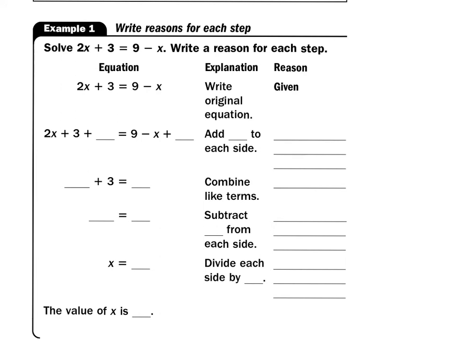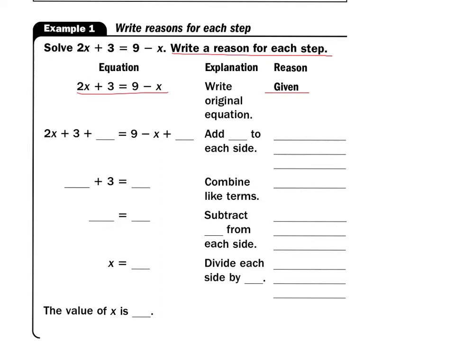So now what you're going to do with these addition properties and subtraction properties is you're just going to be providing them as reasons of why you're solving the equation. So we're going to solve 2x + 3 = 9 - x. Write a reason for each step. So write a reason, we're doing reasoning, it's logic. So here's the equation. So the first is, all right, this was given to us.